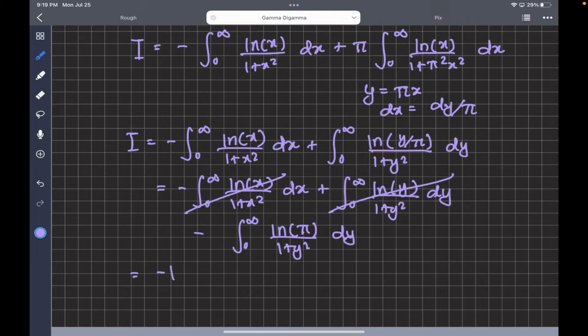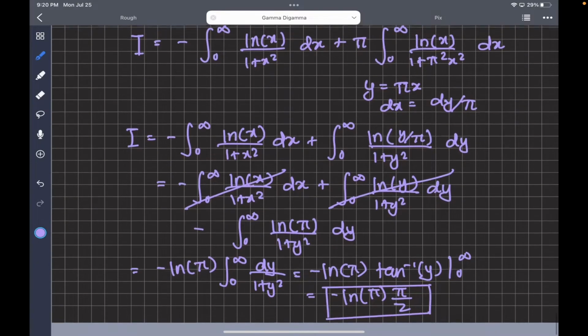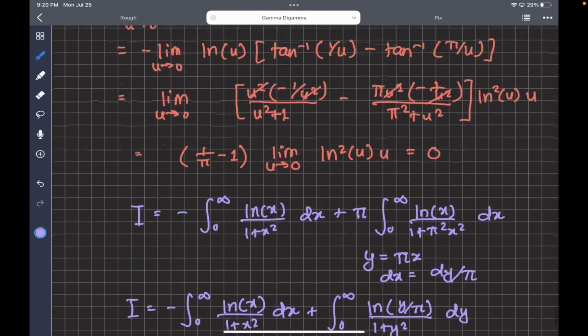Now in this guy, natural log of pi is a constant which comes outside. Integral from 0 to infinity, dy over 1 plus y squared is going to be an inverse tangent of y at 0 and infinity, which is just going to be pi over 2. So this is the final answer. And yeah, that's how you solve this integral.